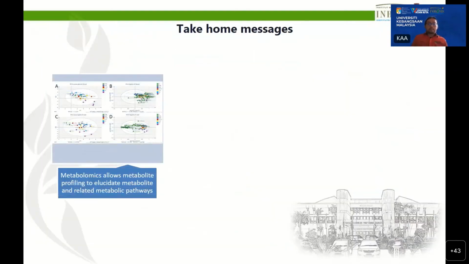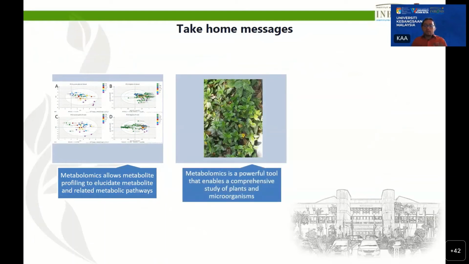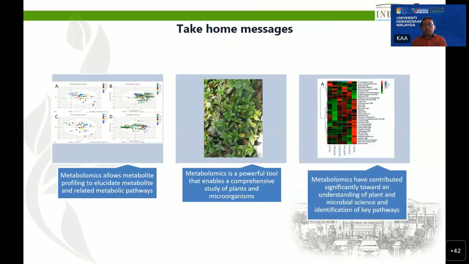As a take-home message, metabolomics allows metabolic profiling to elucidate metabolites and related metabolic pathways. Of course, metabolomics is a powerful tool that enables the comprehensive study of plants and organisms. I have shown you two examples of how we can use metabolomics to understand the conditions of Lactobacillus lactis for microbe and also Vigilante rota for plant. Finally, metabolomics has contributed significantly towards an understanding of plant and microbial science and identification of key pathways. Of course, at the end, we need to do integrations with other omics via systems biology to further understand this biological system that we are studying.